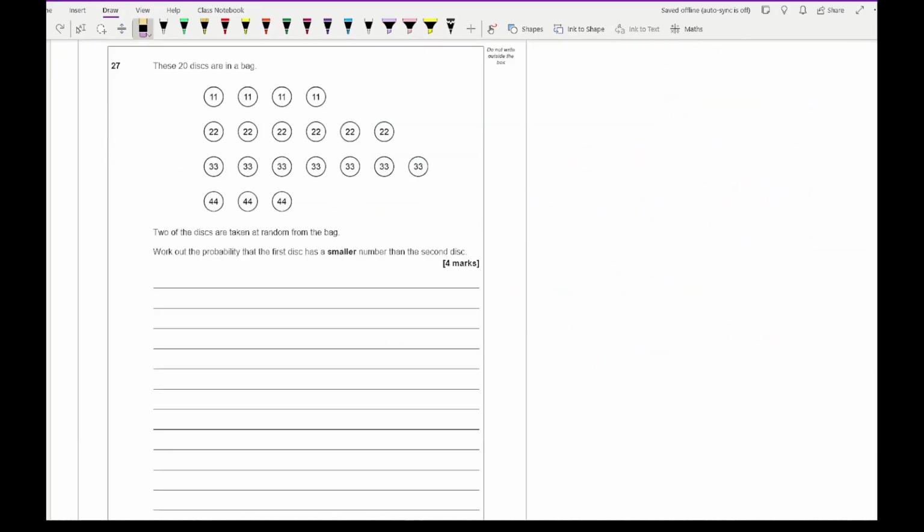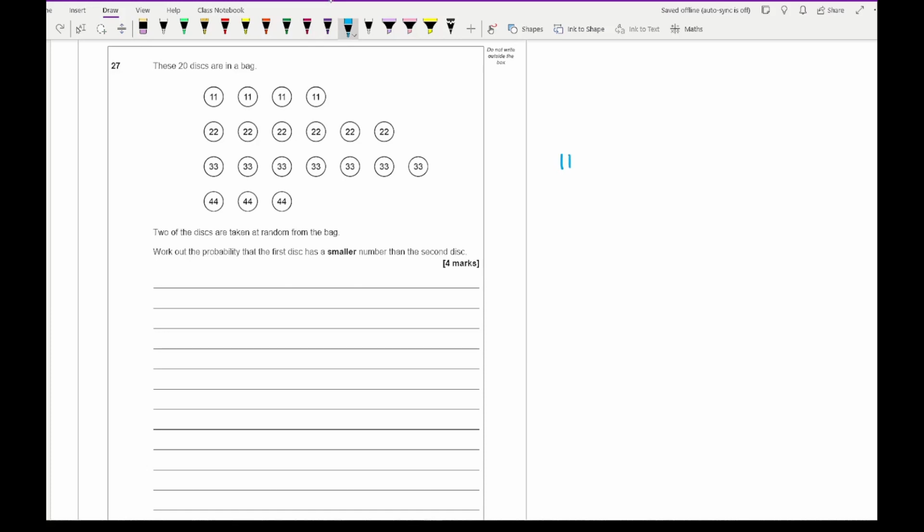So looking at question 27, it says that there are 20 discs in a bag, and we've got 11s, 22s, 33s and 44s. The question is asking: 2 of the discs are chosen at random, and we want to work out the probability that the first disc has a smaller number than the second disc. There are several ways in which you can do this. You can do a probability tree to represent this, but I would say maybe the best way of doing this is a sample space diagram.